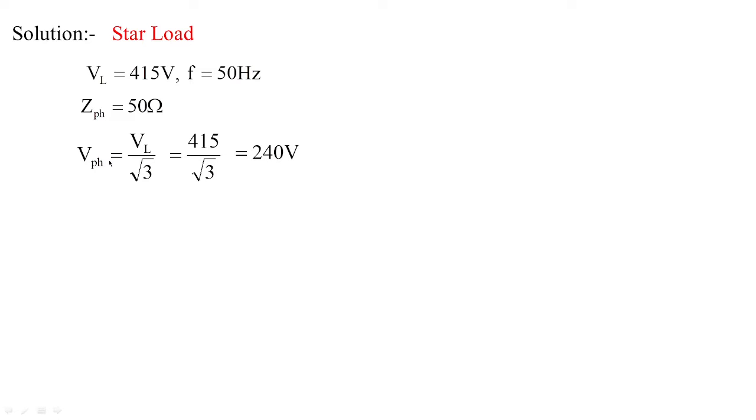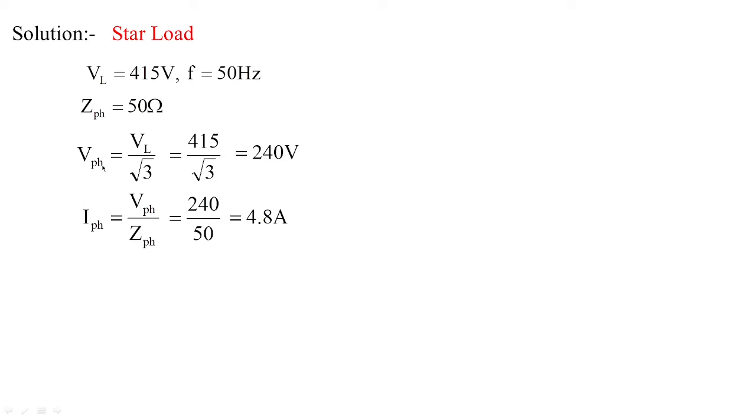For a star connected load, the input line voltage is 415 volts, frequency is 50 hertz, and the impedance overall we are taking in Z phase form, that is 50 ohms. In a star connected network, V phase is equal to VL by root 3. So V phase would be equivalent to 240 volts. Once V phase is obtained, we can easily calculate the I phase related to the star load, which is nothing but 240 by 50 ohms, which is 4.8 amperes.